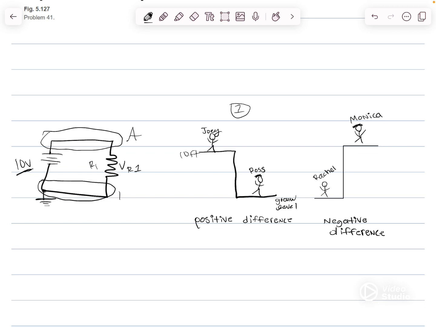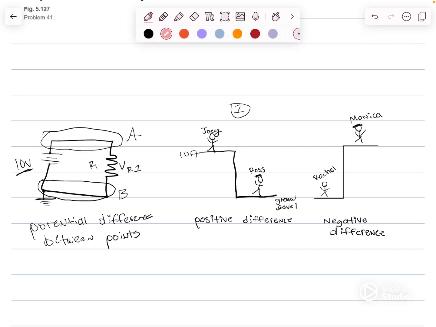Remember that voltage is the electrical potential difference, usually between 2 points. And in a circuit, this potential difference, this voltage value, can show up as both a positive and also a negative number. So let's talk about the difference between a positive difference and a negative difference.